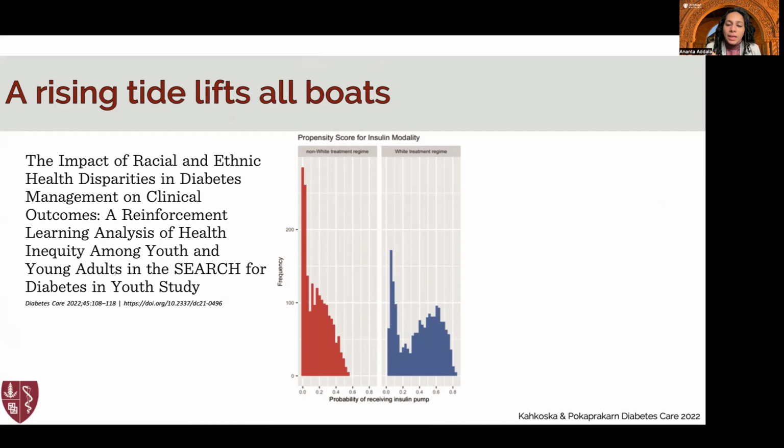And what they found was that the likelihood of receiving an insulin pump, if you are a non-white youth, was less than 0.6 or less than 60%, whereas the likelihood of you receiving a pump if you were white or identified as white was upwards of 0.8. And so you can see that the propensity to get an insulin pump was much higher in those individuals who identified as white than non-white.